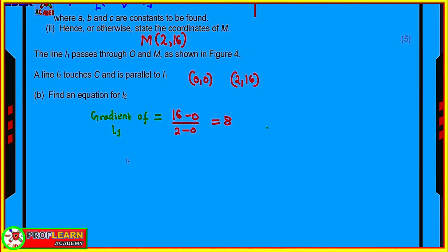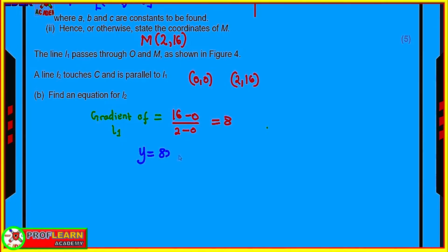Now, let's look at what we are told. Line L1 passes through this point OM, and line L2 touches C and is parallel to L1. So what does L1 have in common with L2? They have the same gradient, because they are saying that they are parallel. So if lines are parallel, they have the same gradient.